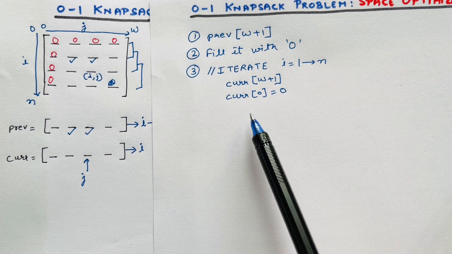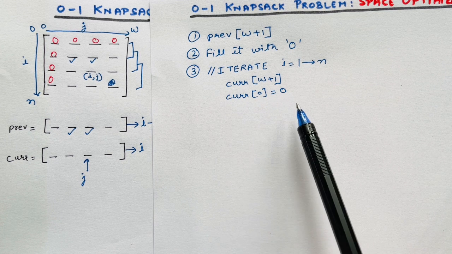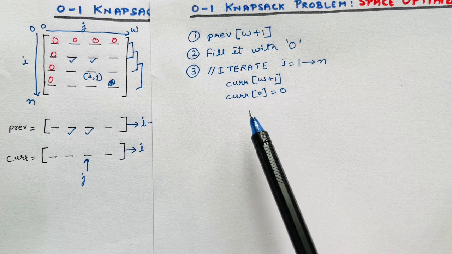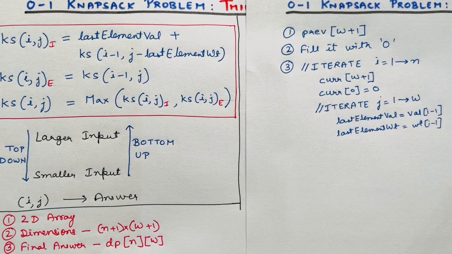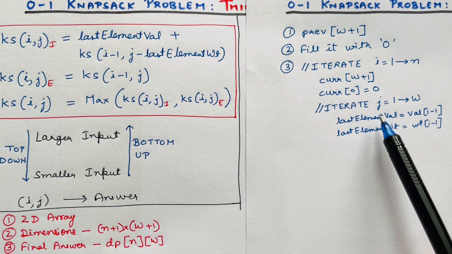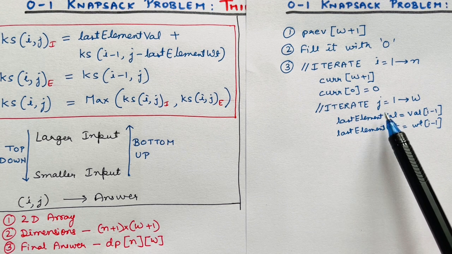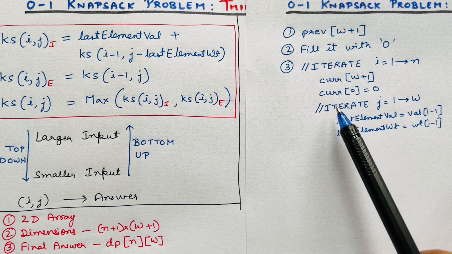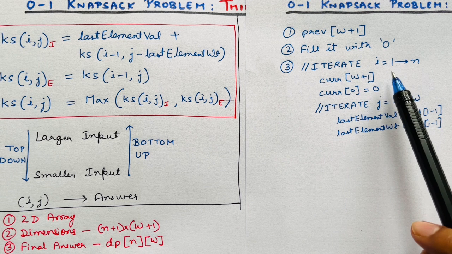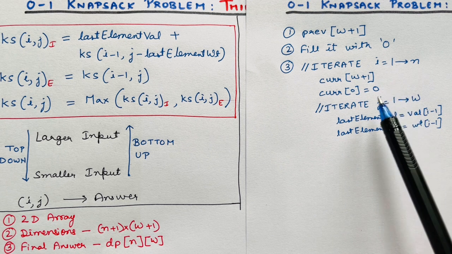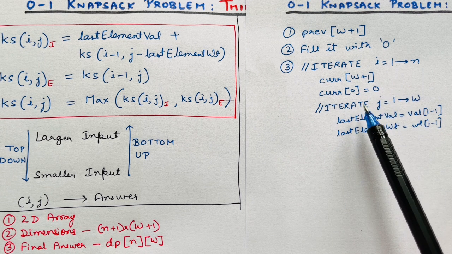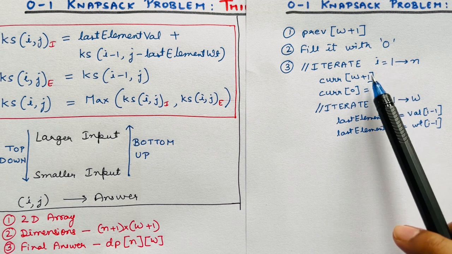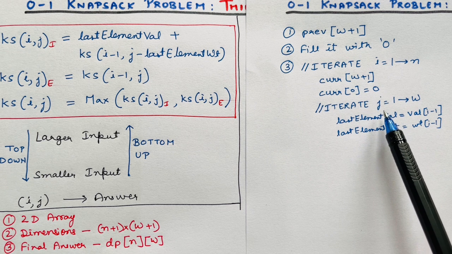Next, our aim is to fill this current row as a whole. To fill this current row, we again have to iterate. Now we are trying to fill the value at current j. What does current j correspond to? That means j is the capacity for which we have to fill, and the current row itself corresponds to the first i elements being considered. So in current j, we have to fill what is the maximum value that we can achieve by using the first i elements with the capacity of the knapsack being j.